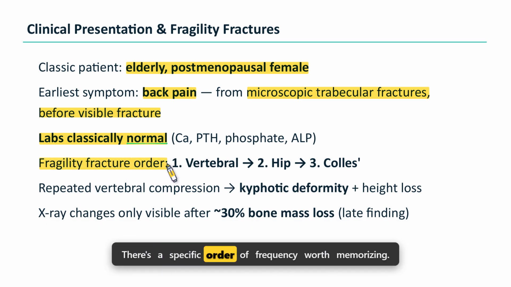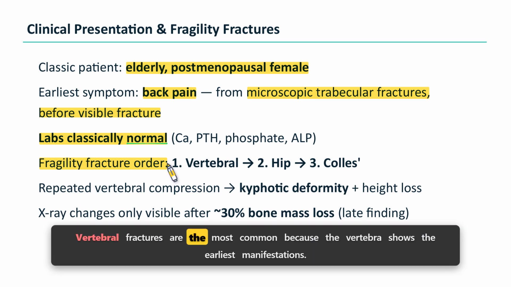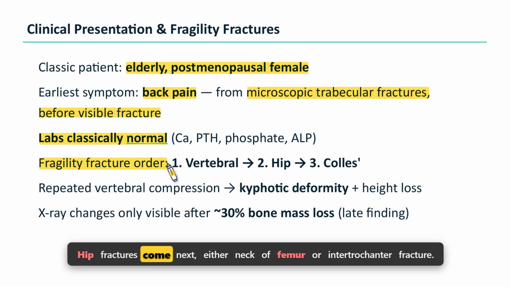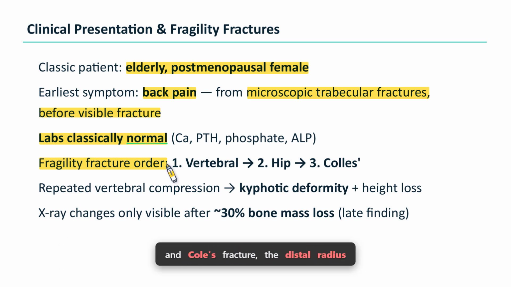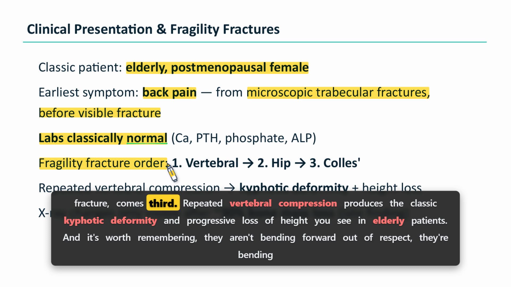There's a specific order of frequency worth memorizing. Vertebral fractures are the most common because the vertebra shows the earliest manifestations. Hip fractures come next, either neck of femur or intertrochanteric fracture. And Cole's fracture, the distal radius fracture, comes third.